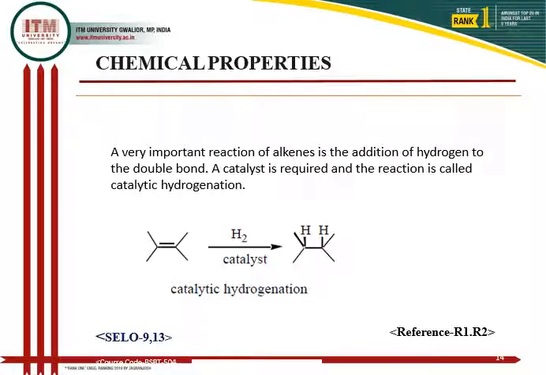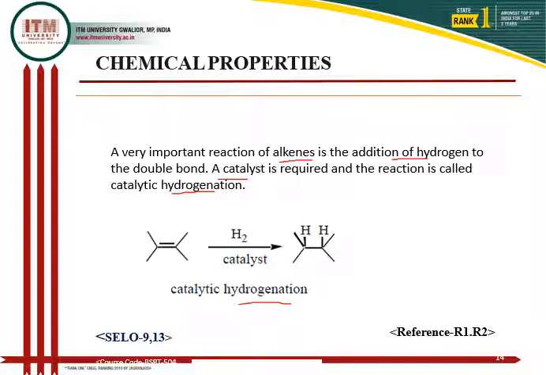The next one is the chemical properties of the alkene. If we see, alkenes are quite reactive compared to alkanes. A very common and important reaction of the alkene is the hydrogenation reaction. What is hydrogenation? The addition of hydrogen to the double bond in the presence of a catalyst. That is also called catalytic hydrogenation. And this is a very important reaction of the olefins and alkenes. It goes by the addition of hydrogen.